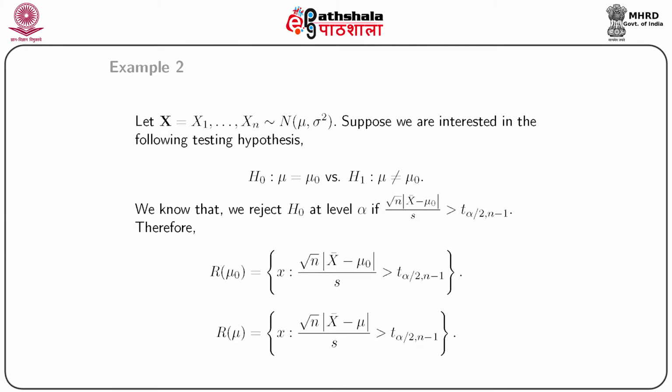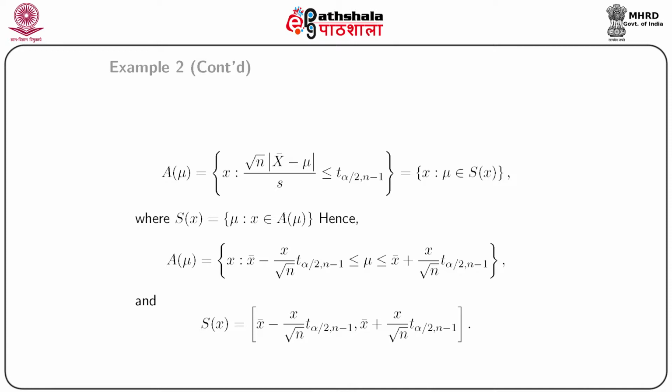We consider the following example. Let X1, X2, ..., Xn be a random sample of size n from a normal mu, sigma square population. Suppose we are interested in the following testing of hypothesis: H naught: mu equals mu naught versus H1: mu not equal to mu naught. We know that we reject H naught at level alpha if modulus of root n times X bar minus mu naught divided by s is greater than t alpha by 2, n minus 1. Therefore the rejection region of the test is R mu naught equals the set of all x such that modulus of root n times X bar minus mu naught by s is greater than t alpha by 2, n minus 1, and therefore R mu is equal to the set of all x such that modulus of root n times X bar minus mu by s is greater than t alpha by 2, n minus 1.